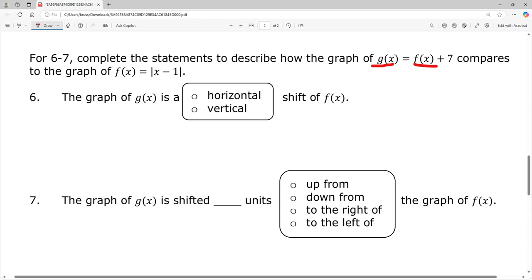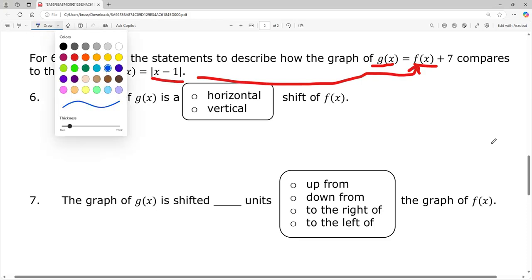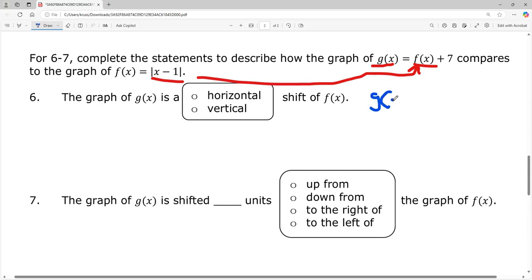Let me pause this for a second and read it more clearly. Okay, I guess what this is saying is, hey, g sub x is this function, which is f sub x plus 7. I'm just going to do a real quick substitution right here. Substitute this in for that. So g sub x equals the absolute value of x minus 1 plus 7. So this is a vertical shift. Oh, I'm writing on the wrong one. Whoops. So you can substitute this in for this, and I will get g sub x equals the absolute value of x minus 1 plus 7.